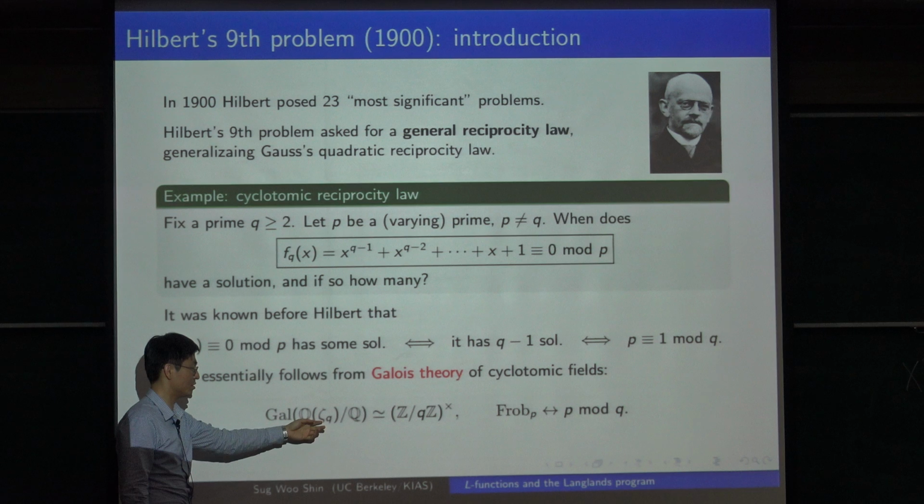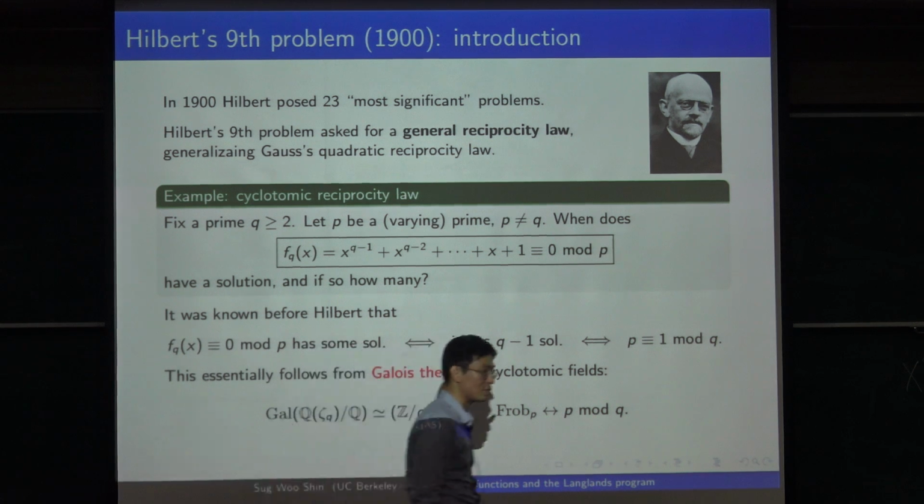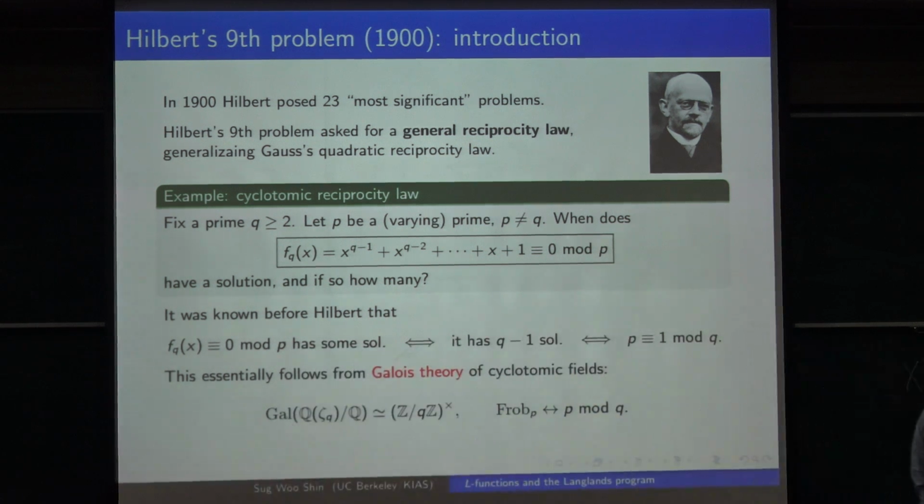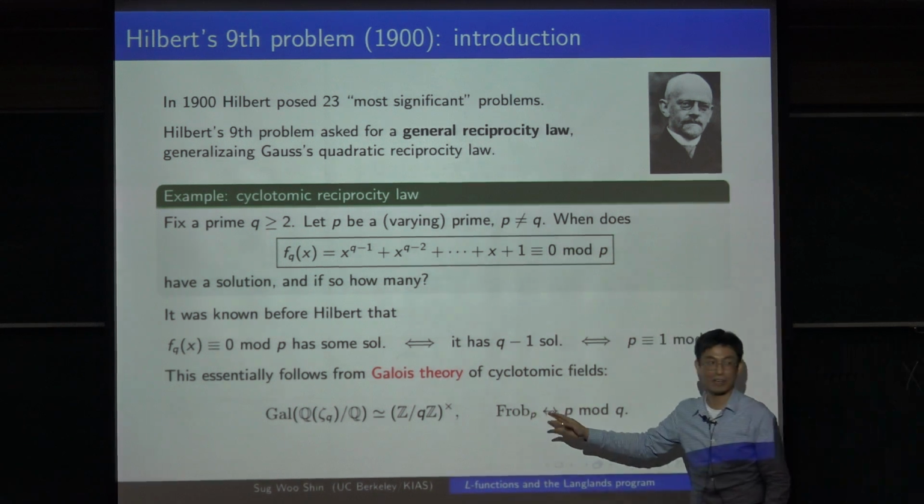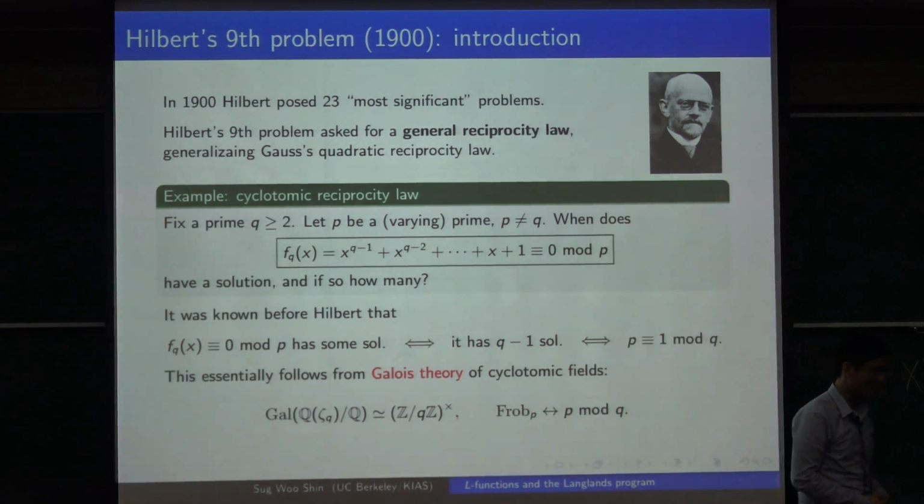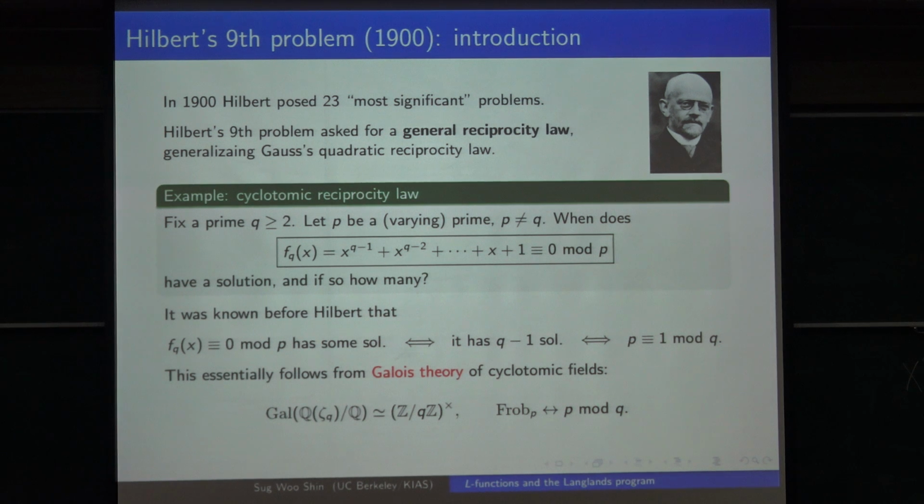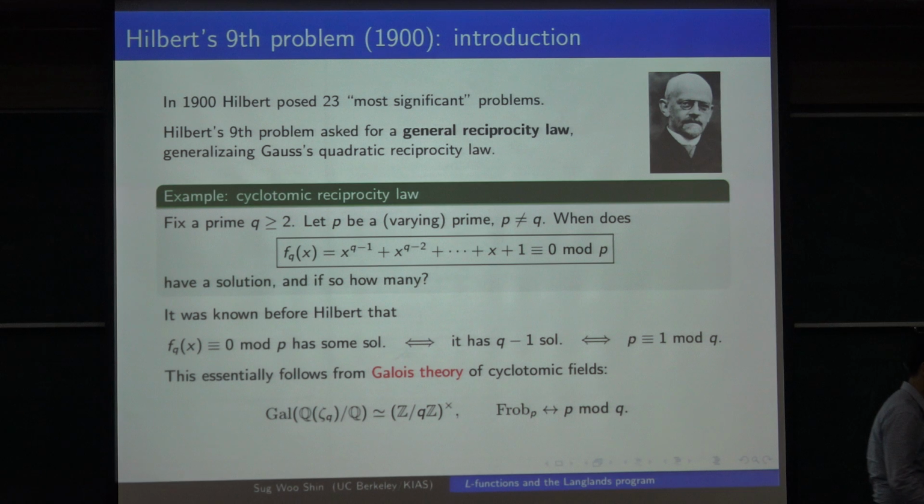You attach this element and you generate a field, and it turns out that it's a Galois extension. What is the Galois group? The Galois group is isomorphic to (Z mod qZ)^×, where the cross means the multiplicative group of the ring Z mod qZ. And Frobenius elements at p, which I didn't define, correspond to p. It looks so natural, and that's really a God-given isomorphism, so we call it a canonical isomorphism, and it is one of the fundamental results in Galois theory.